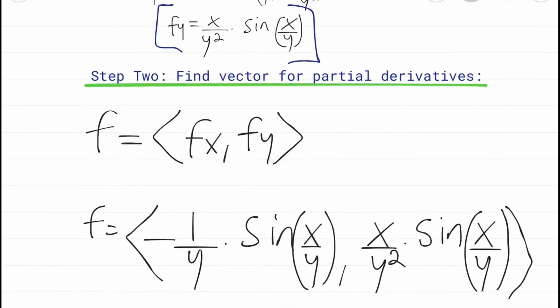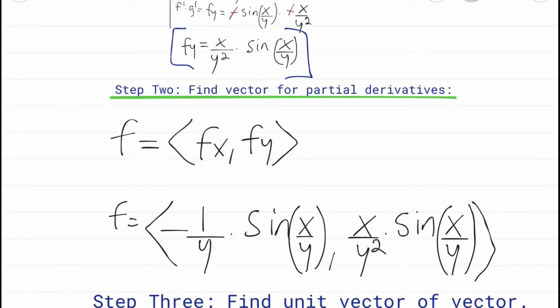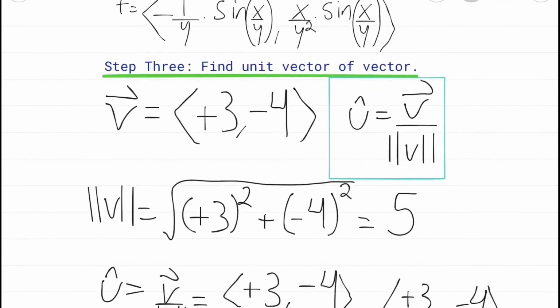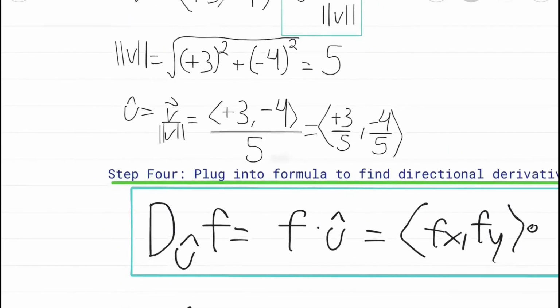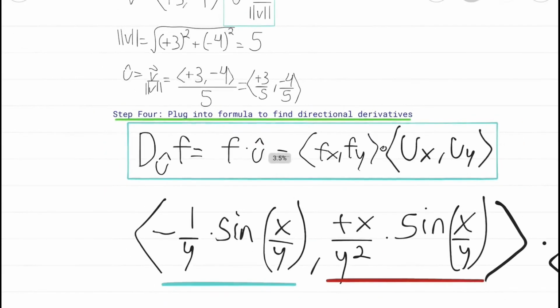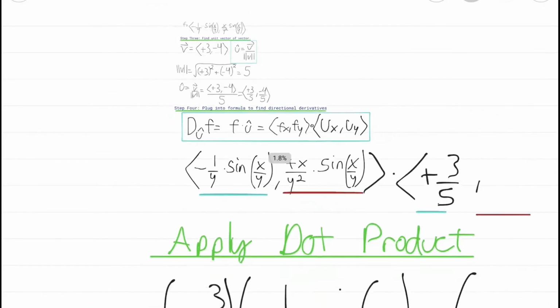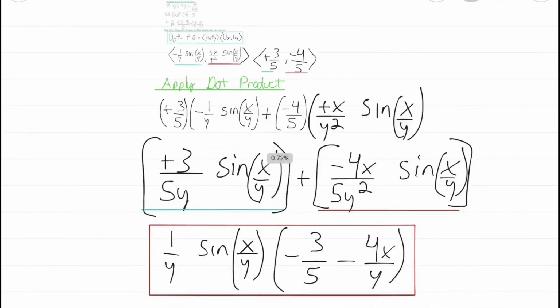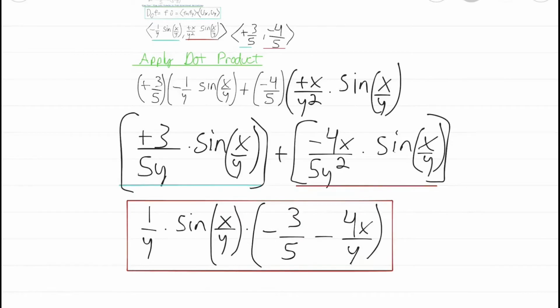So we did that. For step 2, we simply got our partial x and partial y and put them in vector form. In step 3, we identified our vector and found its unit vector. And in step 4, we dotted them together. We plugged them into the formula for directional derivatives. We applied the dot product because that's essentially what we're doing, we're dotting them. And we came out to our directional derivative is 1 over y times sine of xy times negative 3/5 minus 4x over y.